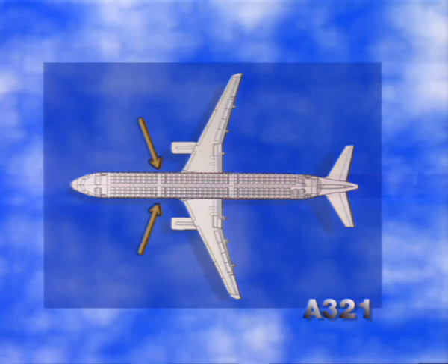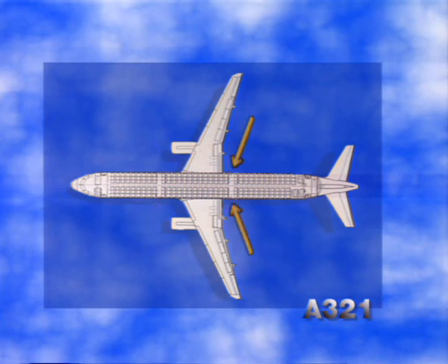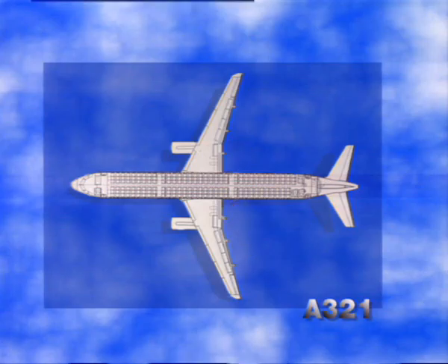2 forward of the wing leading edge and 2 aft of the wing trailing edge. The operation is similar to that of the normal passenger doors.